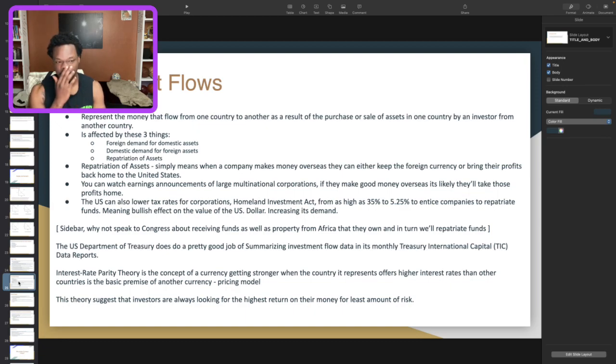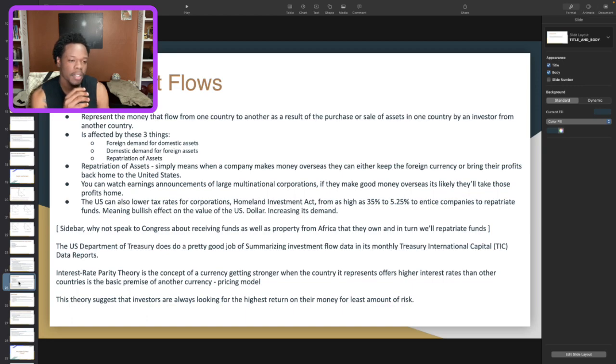Personally, I feel like there's money to be made there. Repatriation of assets essentially means when a company makes money overseas, they can either keep the foreign currency or they can bring their profits back home to the United States. Now, you can watch the earnings and announcements of large multinational corporations. If they make good money overseas, it's likely they'll take those profits home.